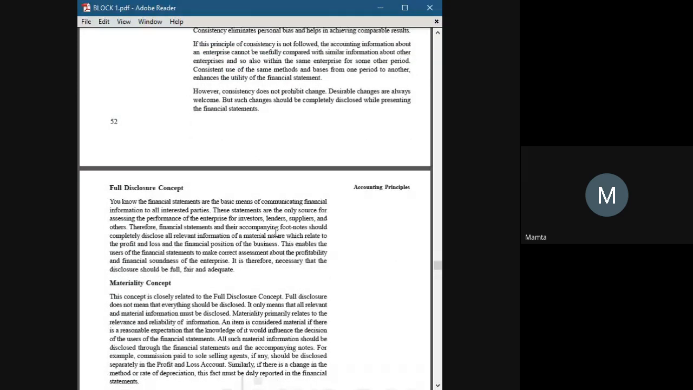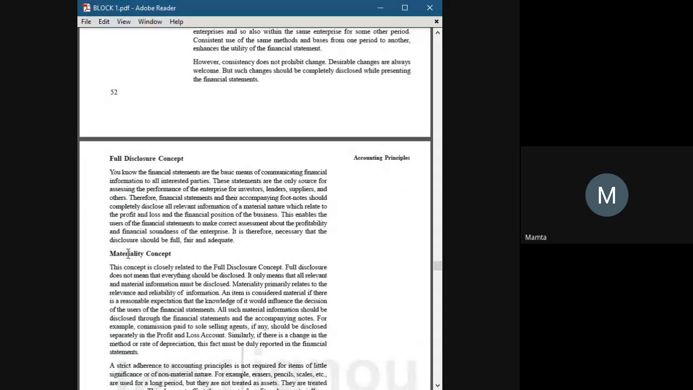Full disclosure concept. The financial statements are the basic means of communicating financial information to all interested parties. Like you have to disclose your financial accounts to inside or outside users. This is what this concept is telling you about.